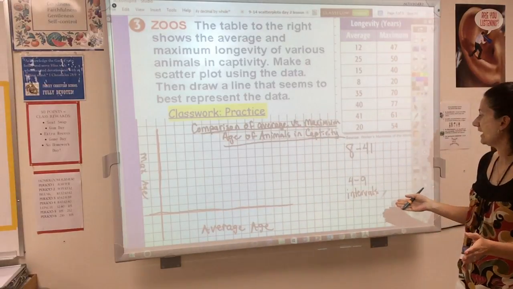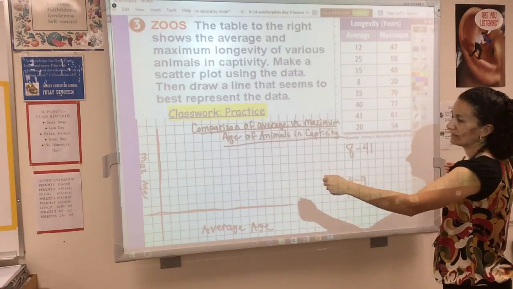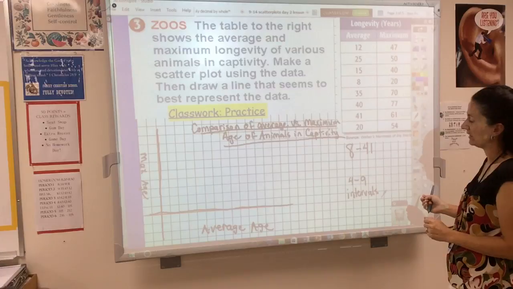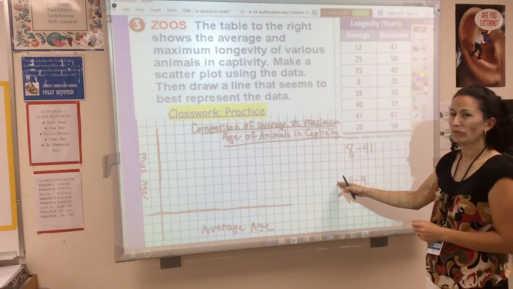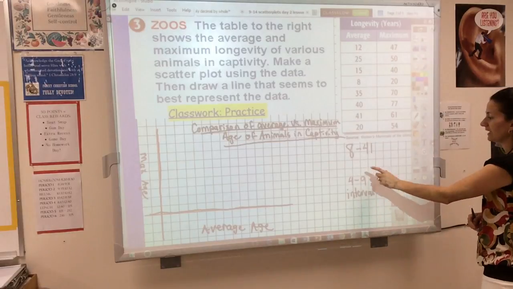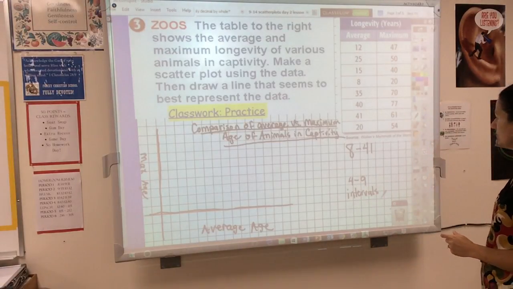For example, if I had 20, that would just take too long. It would be too hard for my reader to consider that many points. Same thing, if I only have 1 or 2, it wouldn't be enough. So 4 to 9 is the ideal sweet spot, if you will, for the number of intervals.